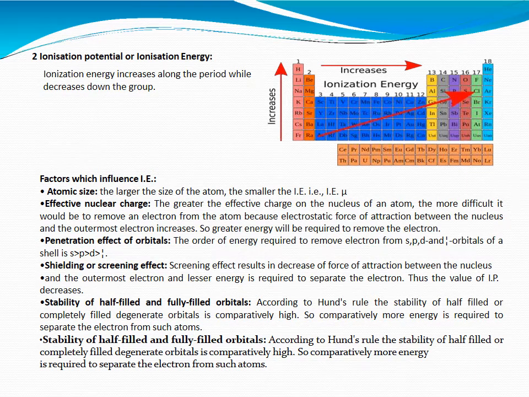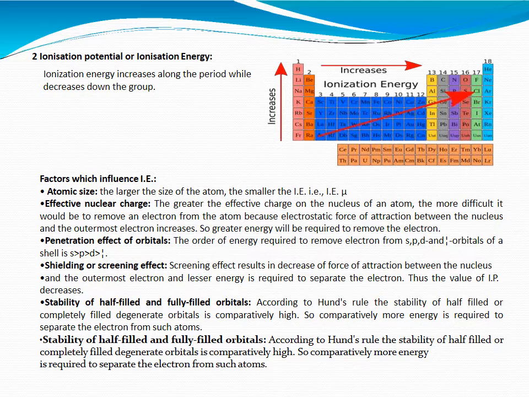Ionization potential or ionization energy. Ionization energy increases along the period while it decreases down the group. As we saw, one factor affecting ionization energy is atomic size. The larger the size of the atom, the smaller the ionization potential, because as the atomic size increases, the outermost electron goes farther from the nucleus, so ionization energy decreases.